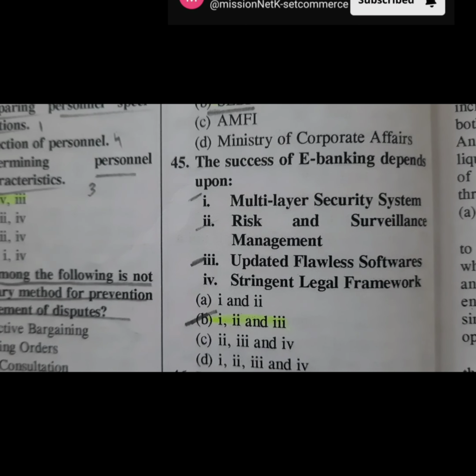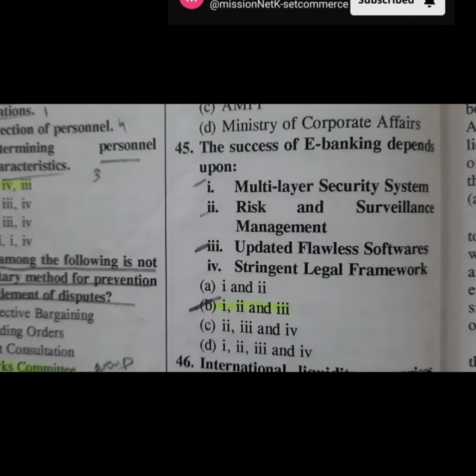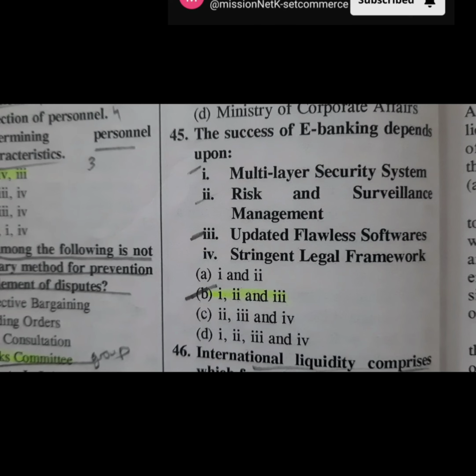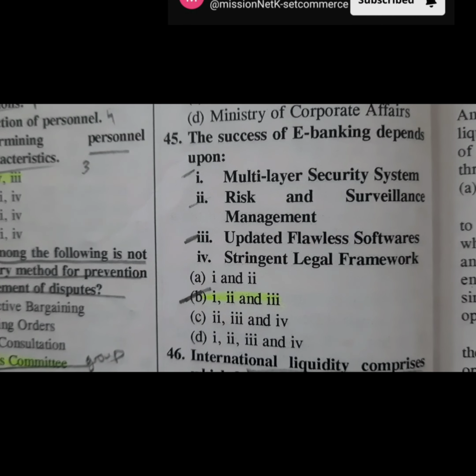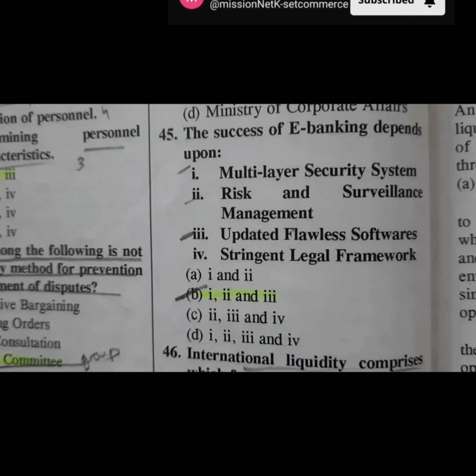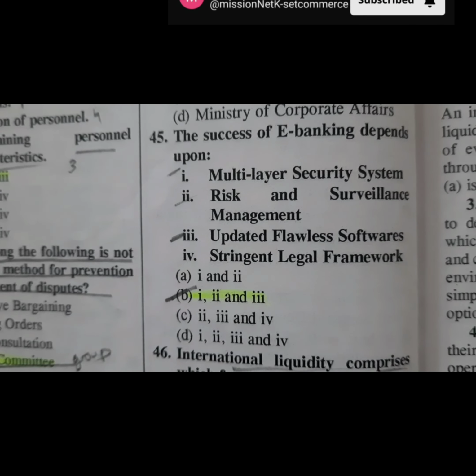Then the next question is, the success of e-banking depends upon. Here various options are given. We have to choose the right answer. The right answer is option B. The success of e-banking depends upon multi-layer security system, risk and surveillance management, updated flawless softwares.